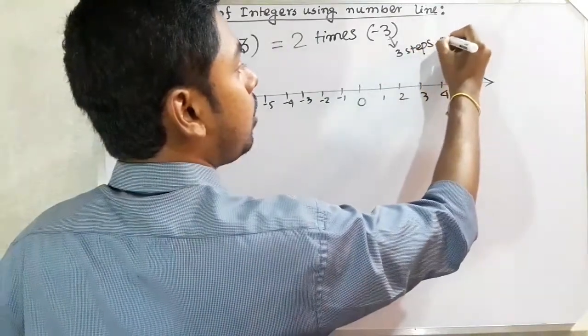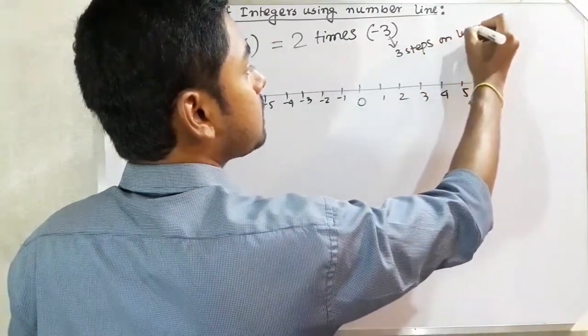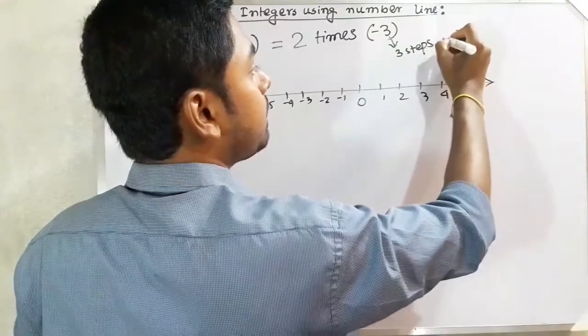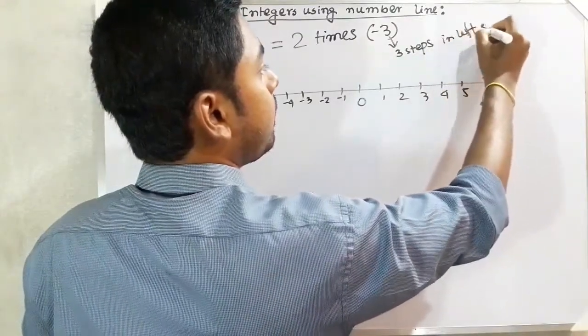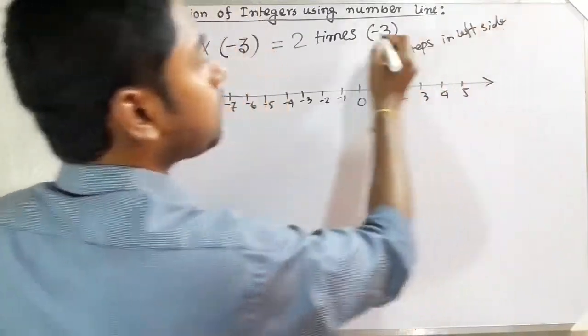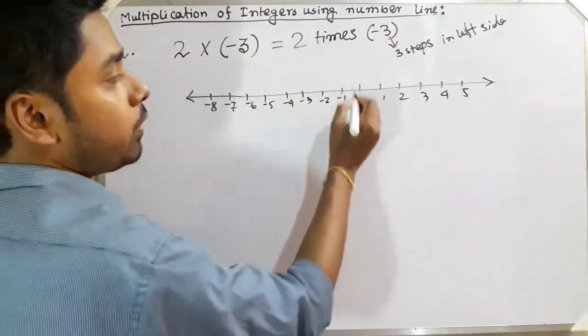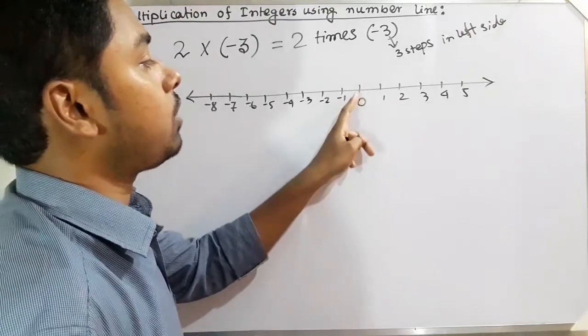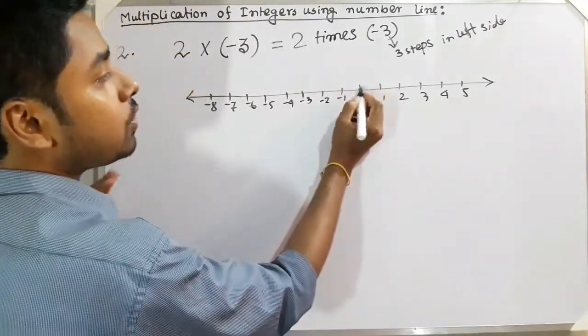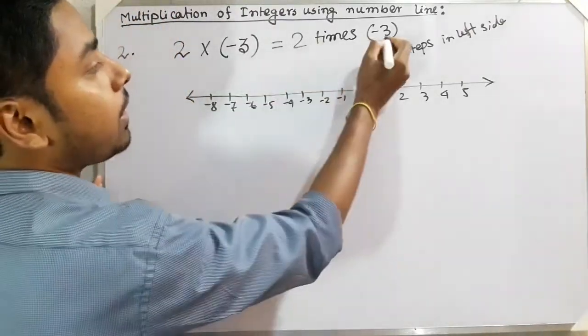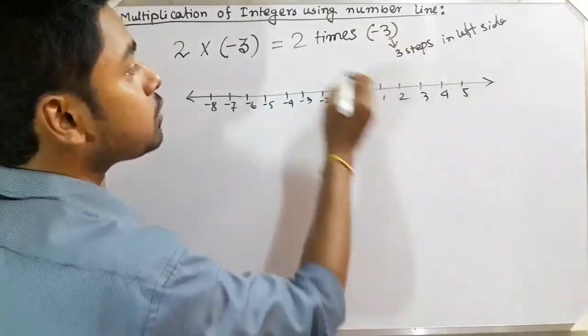3 steps on left side. Okay. Left side, why? Because it is having a minus sign. And how many times you have to go? 2 times. So we have to start with where? We have to start with only 0. So from 0 we have to come left side. How many steps? 3 steps. And how many times you have to come?